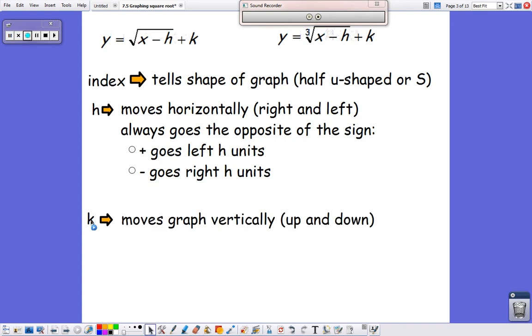Now the k, on the other hand, is going to tell us how the graph moves vertically. And after it tells us how it's going to move vertically, it actually is going to tell us the truth. So if it's a positive, we are going to move the graph up. If it's a negative, we're going to move the graph down.